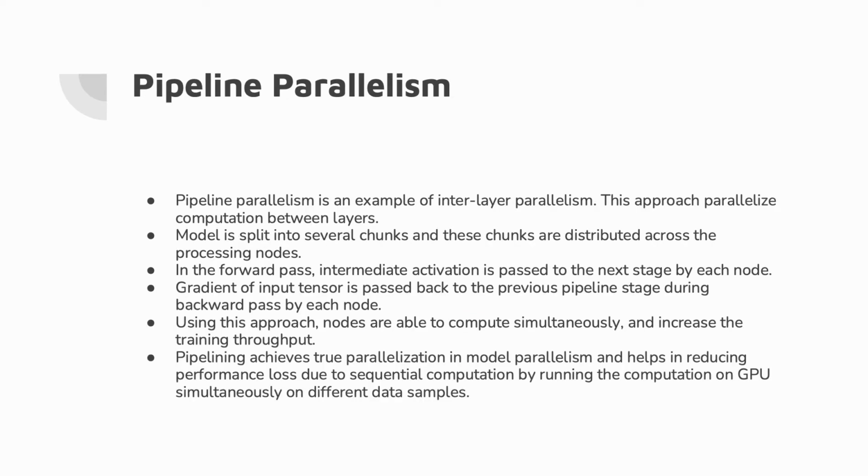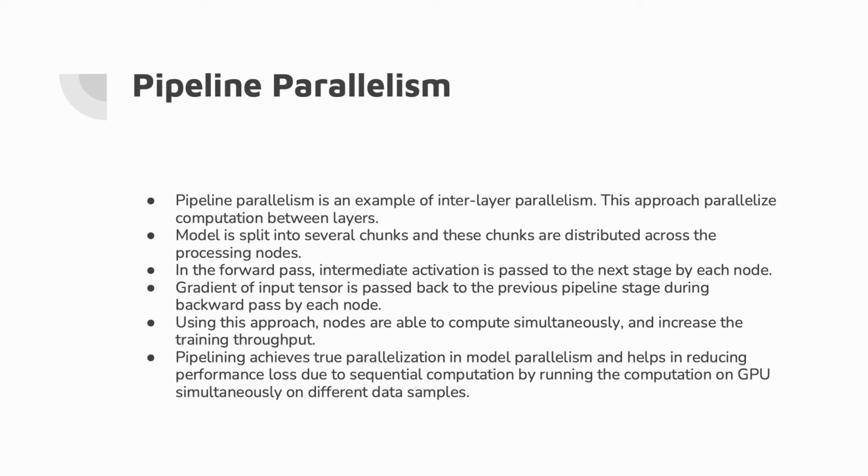Next, we will be talking about pipeline parallelism, which is an example of interlayer parallelism, unlike tensor parallelism, which is intralayer parallelism. This approach parallelizes the computation between the layers. So the model is split into several chunks, and these chunks are distributed across the processing nodes.